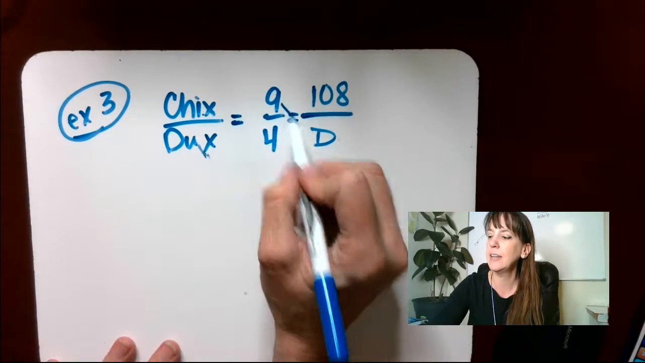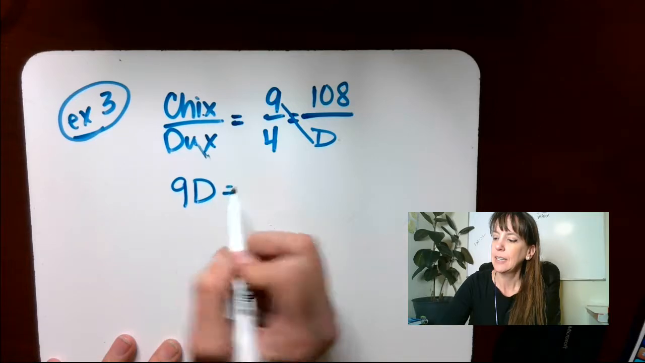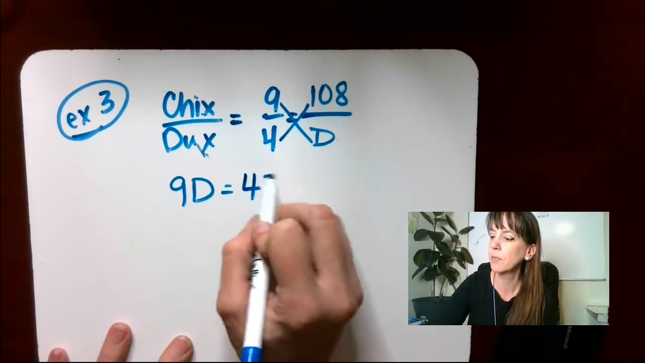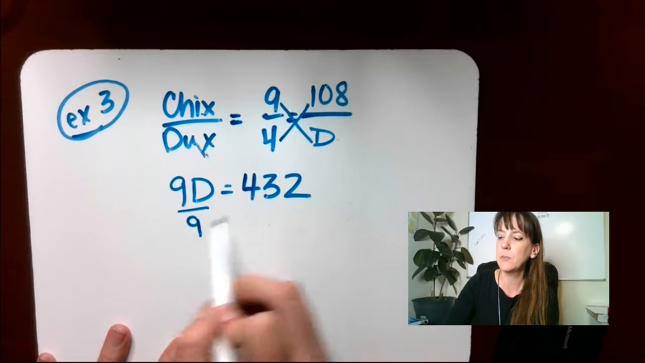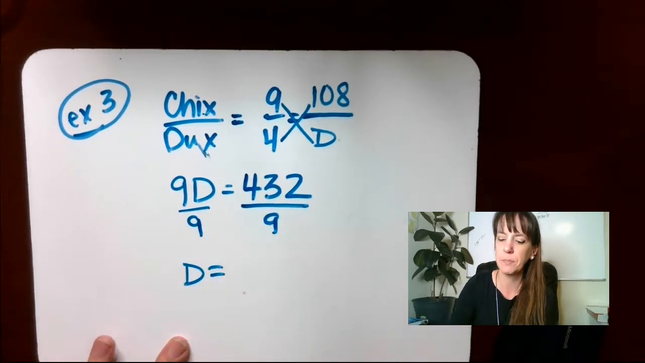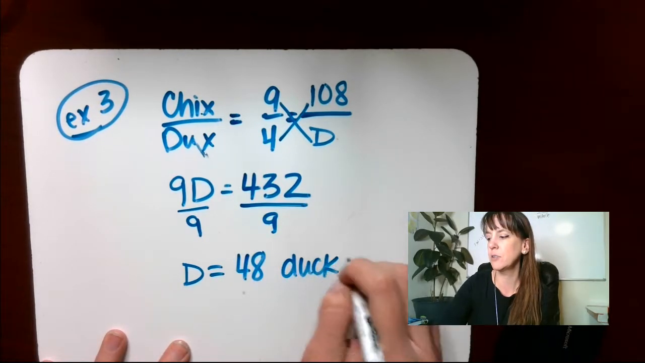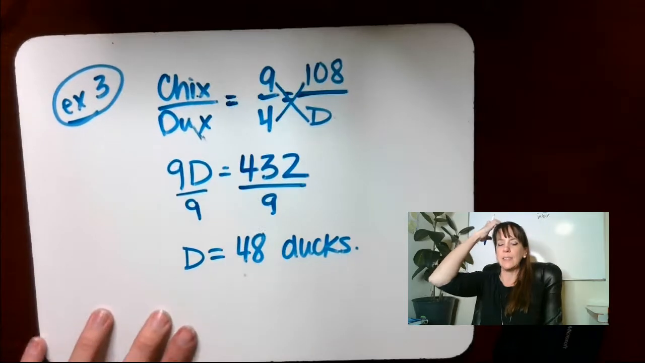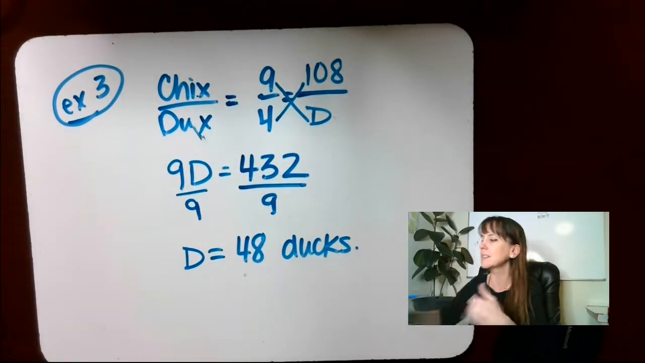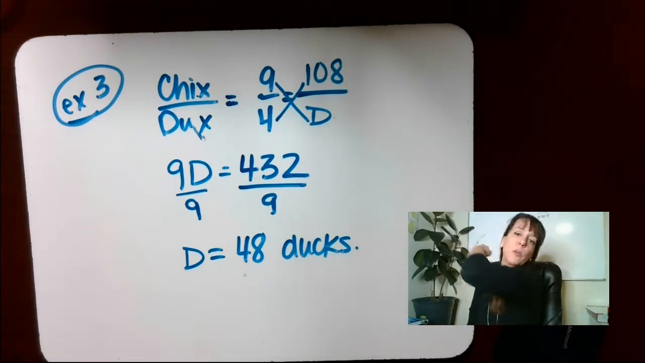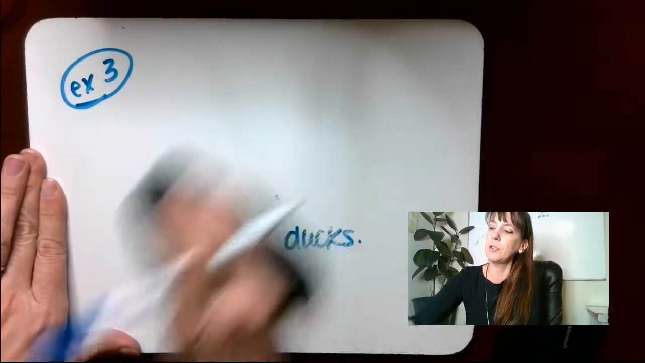Again, we're going to cross multiply. 9 times D gives me 9D equals 4 times 108. 108 times 4 gives me 432. Divide both sides by 9, and we end up with 48 ducks. Turn that into a complete sentence, please. There are 48 ducks. So again, our ratio is just comparing things, and the biggest thing is keeping them in order. If you put chickens on top, you have to put chickens on top all the way across, okay? You can't swap them around. You're comparing two different things.